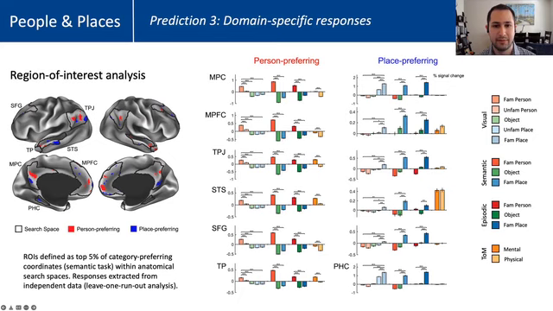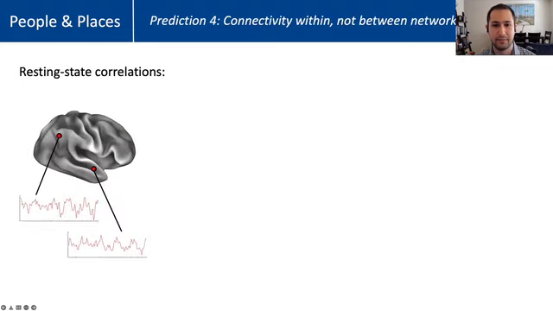Complementarily, we see in place-preferring regions a response that's specific to familiar places, again across visual, semantic, and episodic tasks, and no response in the theory of mind localizer. So these results demonstrate that these responses are domain-specific and not just domain-preferring.